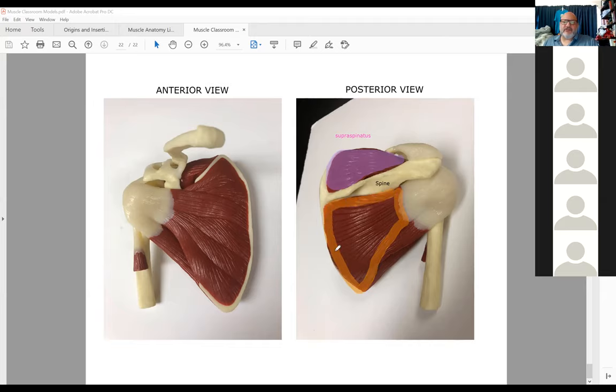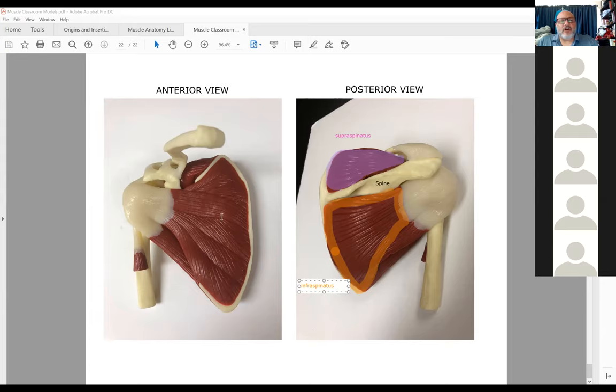Excellent. That muscle right there is in the indentation below the spine. What is the indentation below the spine called? Infraspinatus? Right, well, it's the infraspinous fossa. So the muscle that is in the infraspinous fossa, you are absolutely correct, is the infraspinatus. See how convenient that is?